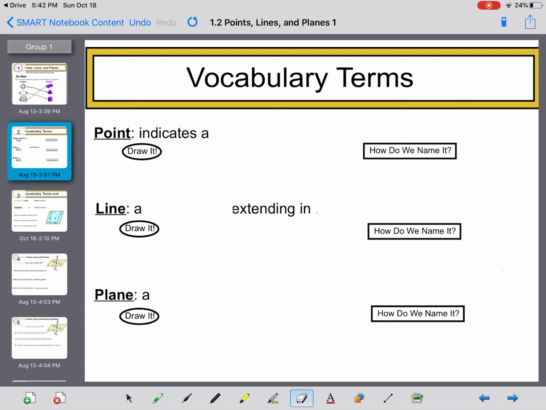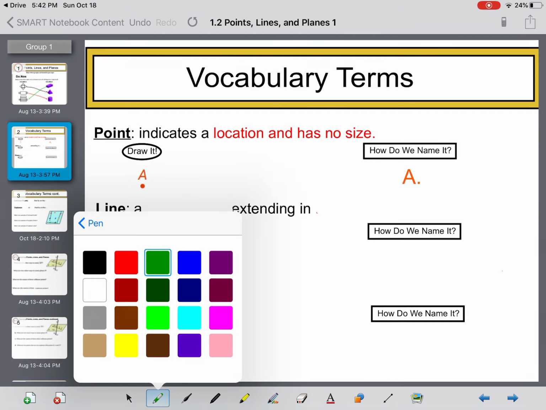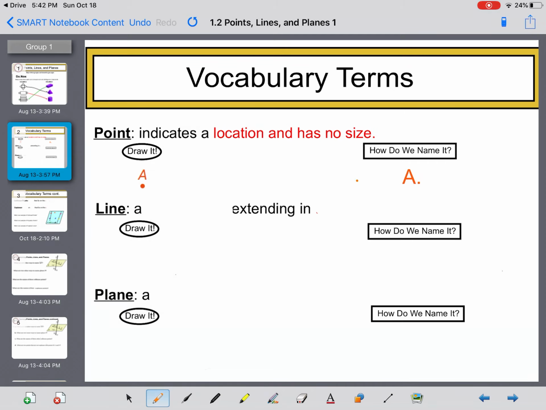A point indicates a location and has no size. So fill in the red words on your definition. If you were to draw a point, it is simply a point labeled with a letter. If you were to name this point, it would simply be point A. Most of the time, you would write point A.